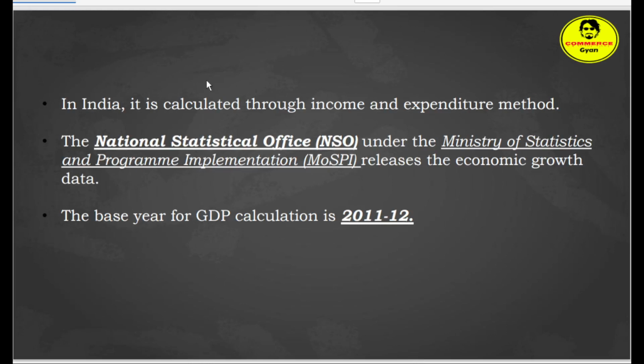In India, GDP is calculated through the income and expenditure methods, right? The National Statistical Office, that is NSO, under the Ministry of Statistics and Programme Implementation, releases the economic growth rate data, right? The base year for GDP calculation is 2011-12 for real GDP, right?